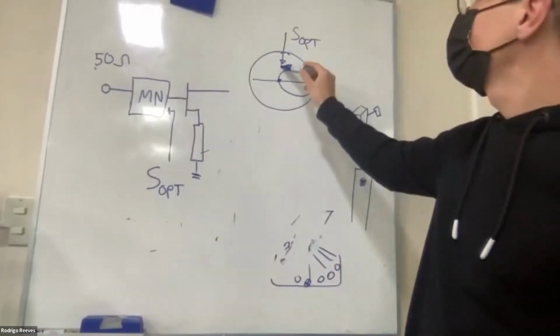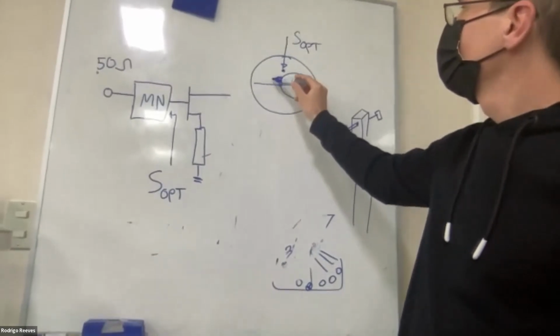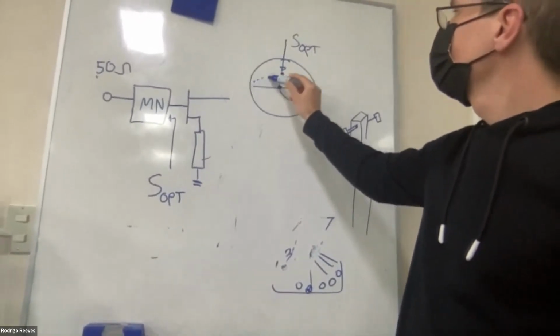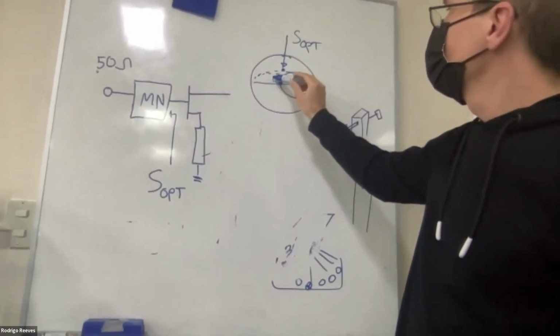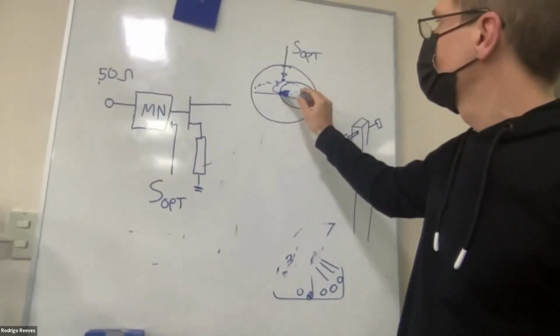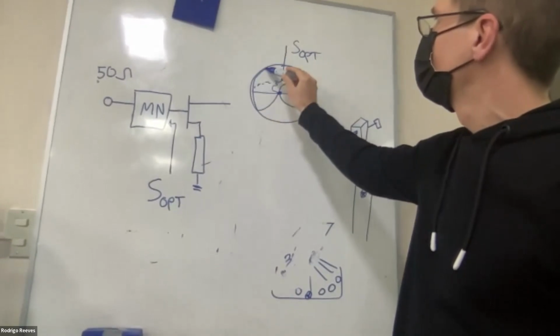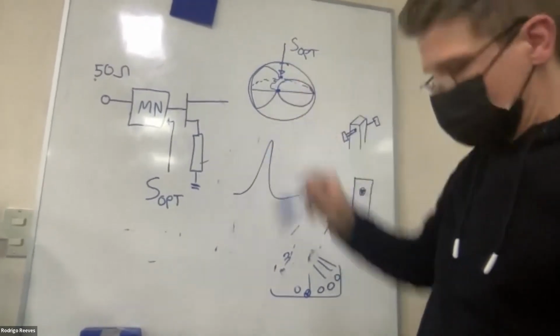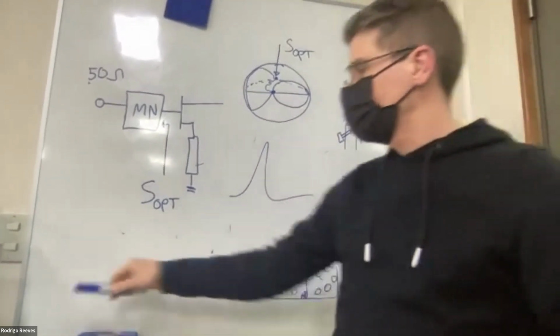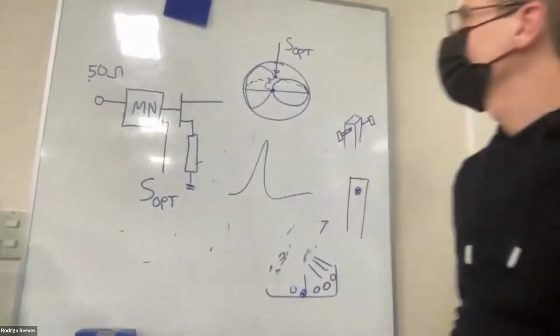So somehow we should get here, and let's draw one guessing curve here, so that we stay close inside the Smith chart, not going here and then here. That would be a really narrow band. If we stay close to the center of the Smith chart, that leads to a wide band.